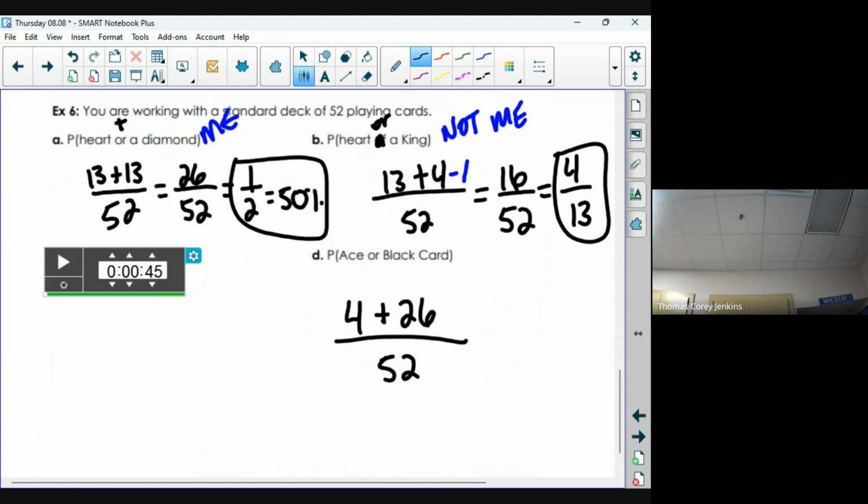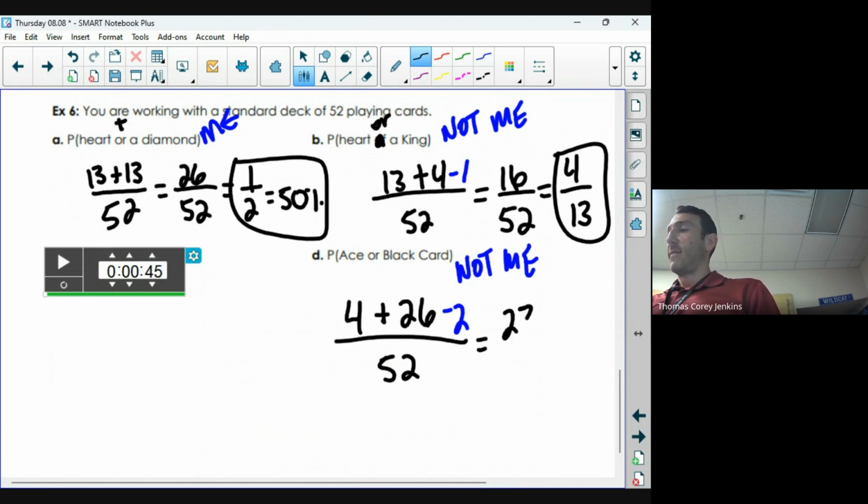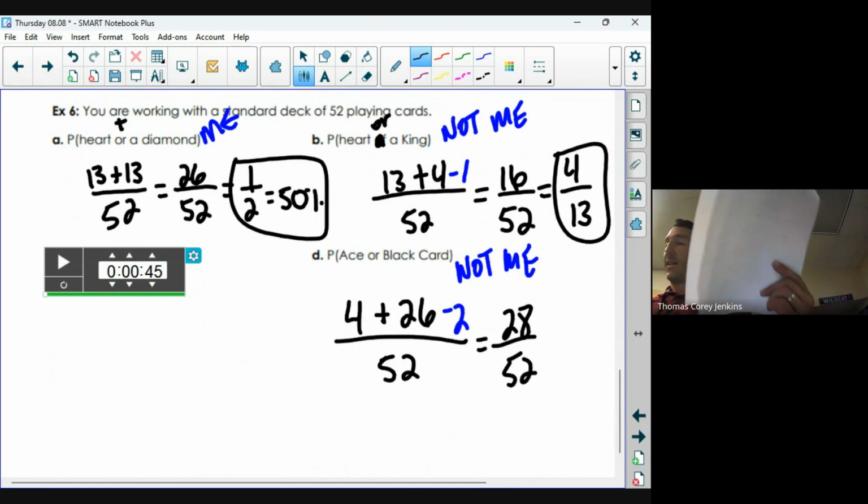Now we got to take away any that might happen to be both. Are there any black aces? Yes, there are. There are 2. That's exactly right. So again, this is not ME. So we're going to take away, like Jade said, there are 2 of them. You got an ace of spades and an ace of clubs. Okay. So 28 out of 52. Does that sound right? 28 out of 52 or 7 out of 13.